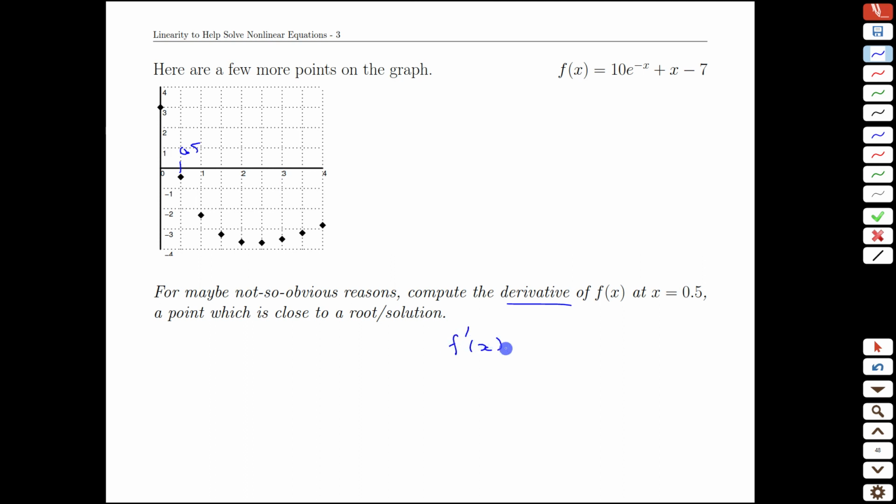F prime of x, we calculate just the way you'd expect, derivatives. We'd have 10. The derivative of the e to the negative x is e to the negative x times, from the chain rule, negative 1. And we get a plus 1 and a minus 0. More traditionally, we would write that as 1 minus 10 e to the negative x, just arranging the signs. If we evaluate that at 0.5, we get 1 minus 10 e to the minus 0.5, and that boils down to a value around negative 5.07. So what does that help us with?